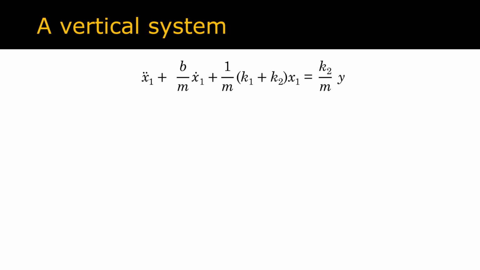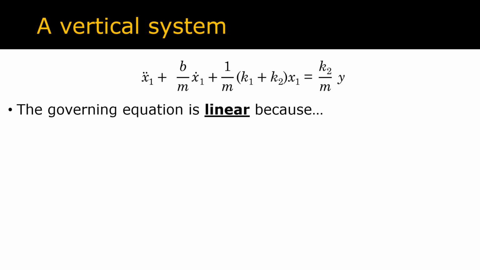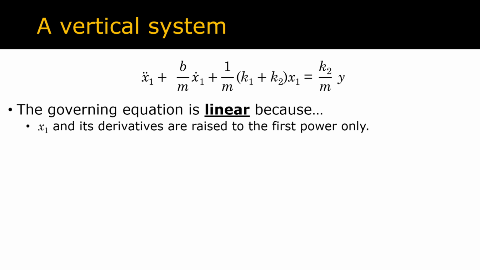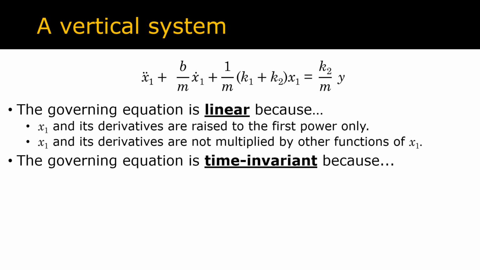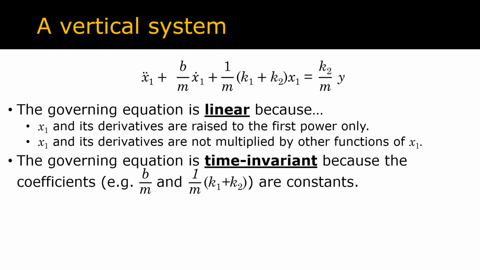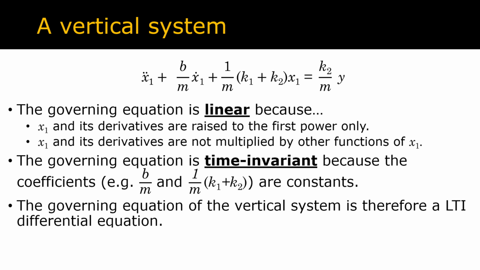Let's take a closer look at the governing equation for this vertical system. This governing equation is linear. Again, it's linear because x sub 1 and its derivatives are raised to the first power only. It's also linear because x sub 1 and its derivatives are not multiplied by other functions of x sub 1. This governing equation is also time invariant because the coefficients, such as b over m and 1 over m times k sub 1 plus k sub 2, are constants. They don't change with time. Therefore, the governing equation of this vertical system is an LTI differential equation.